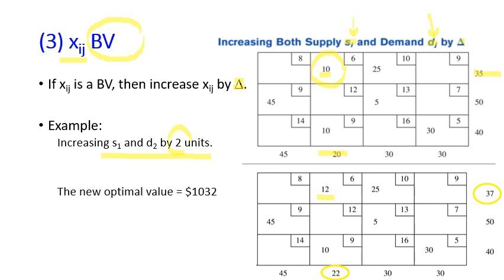And then based on the new optimal solution, you may get the new optimal objective function value equals $122. You may just multiply 12 times 6, 45 times 9, 5 times 13, 10 times 9, 30 times 5.